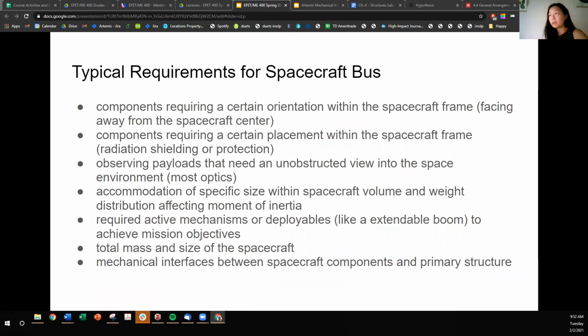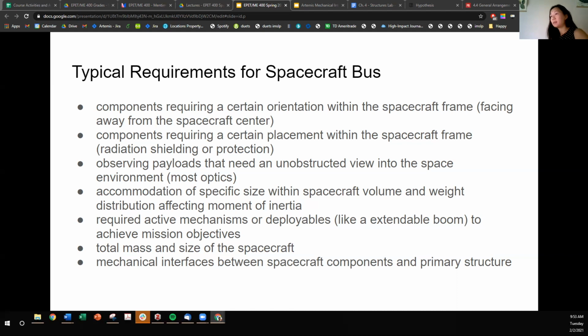I know for a lot of you, you have cameras which need to observe an unoccluded view of the Earth, for example. So that requirement would be for the payload to be internally mounted but externally facing, and to have an unoccluded view of the space environment. Certain components require a certain placement within the spacecraft frame. A lot of electronics want to be shielded from radiation, so you'll notice that a placement for electronics is usually within the center of a spacecraft.